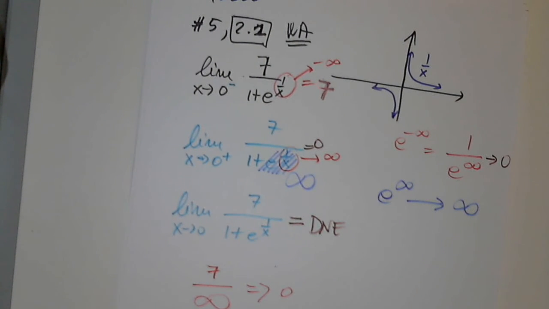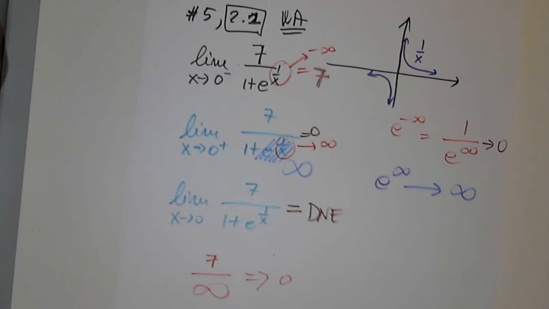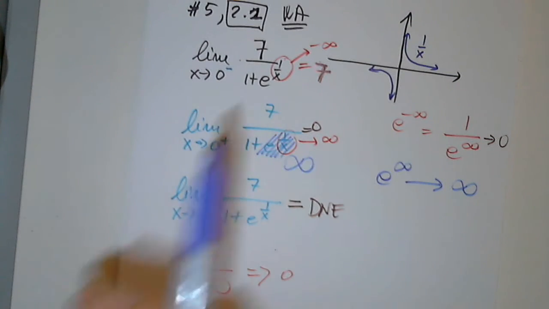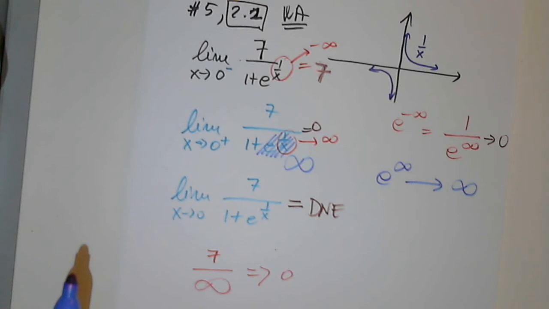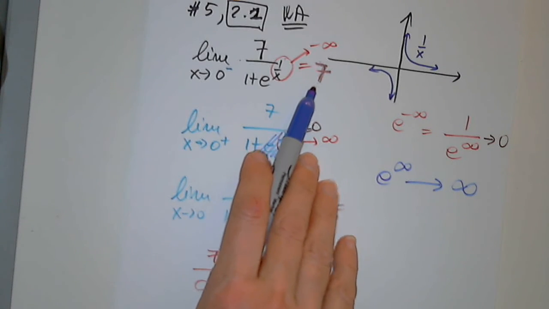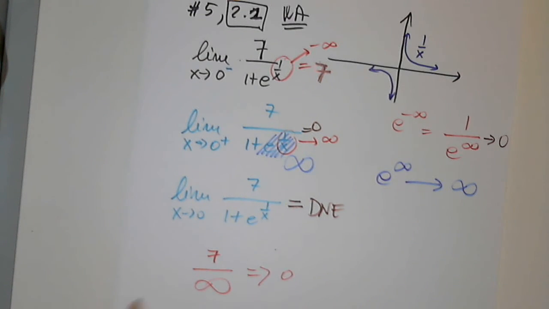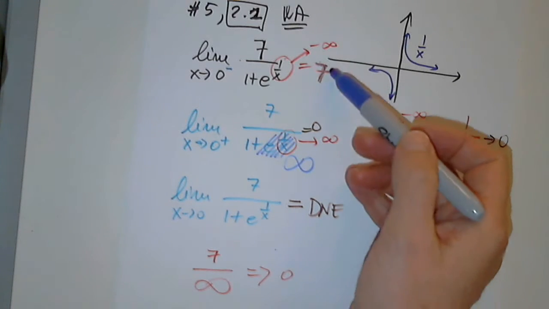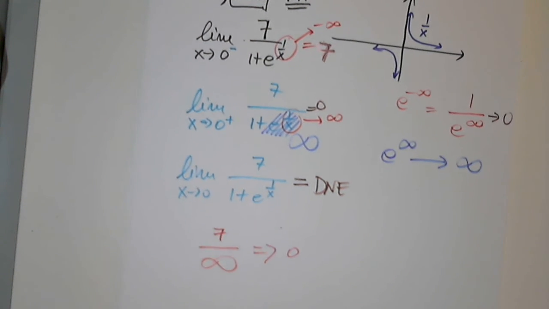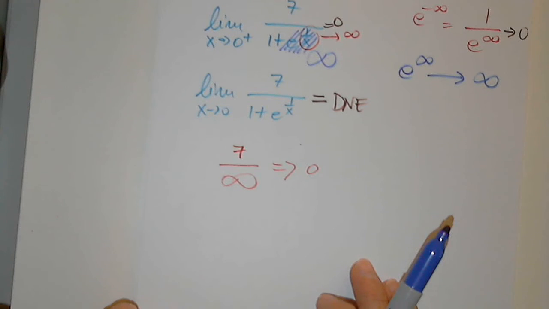Why the one coming from either side wouldn't exist? The limits have to be the same. If they're not the same, the limit doesn't exist. If from the left is 7 and from the right is 0, the limit from either side cannot exist. Good.